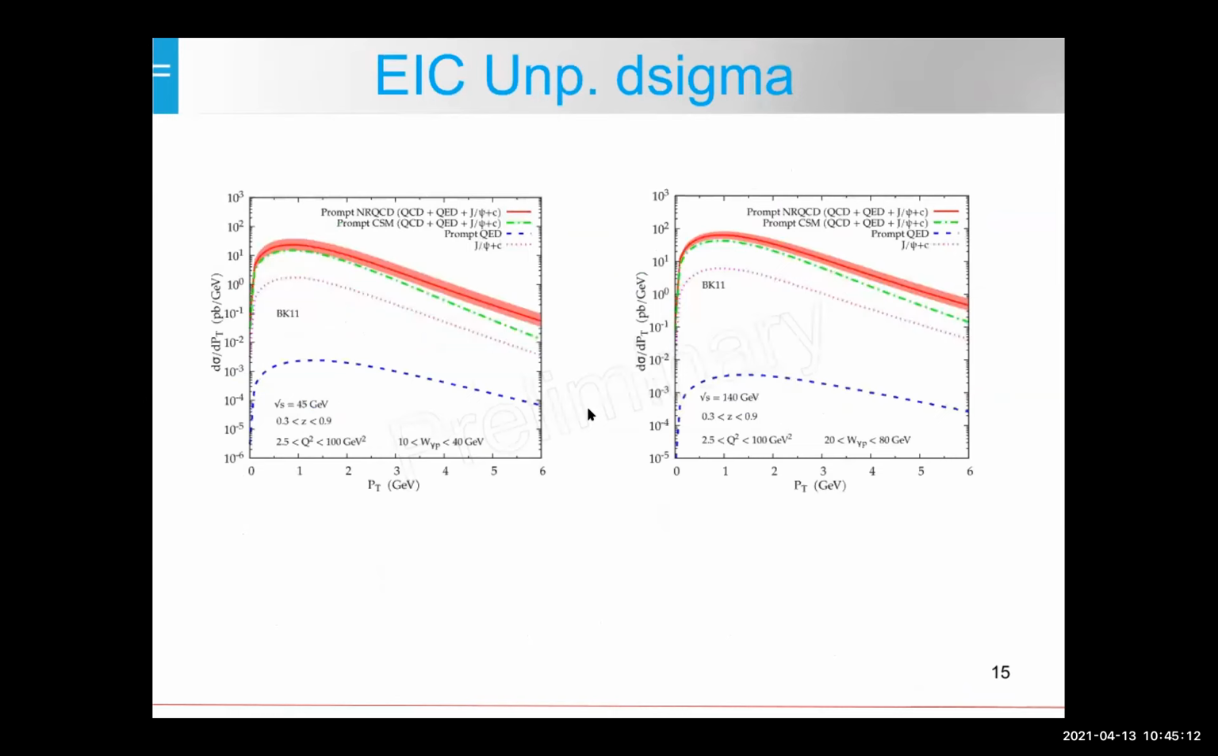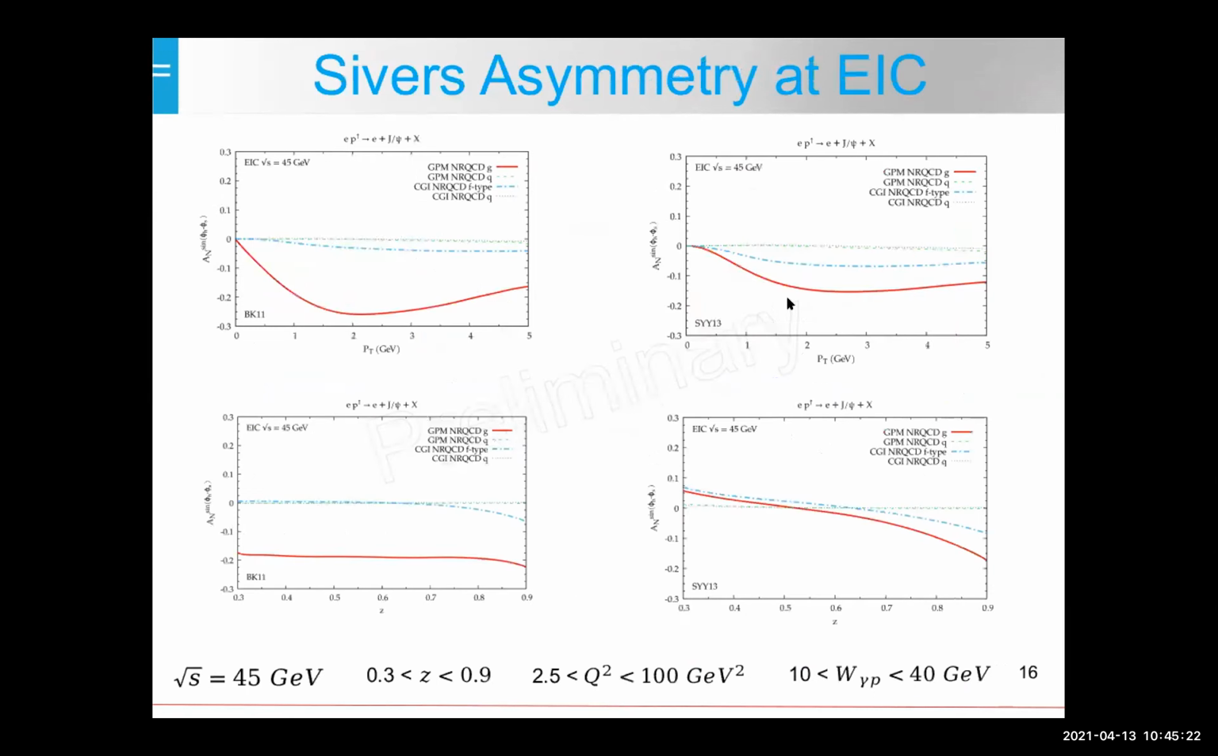Here, the prediction for the EIC, the unpolarized differential cross section as a function of PT, is shown at the center of mass energies of 45 and 140 GeV within this kinematical region. Now we are coming to the Sivers asymmetry results. A_N as a function of PT and z is shown in both the upper panel and the lower panel, for the BK11 as well as the SY13 LDME set at EIC 45 GeV.